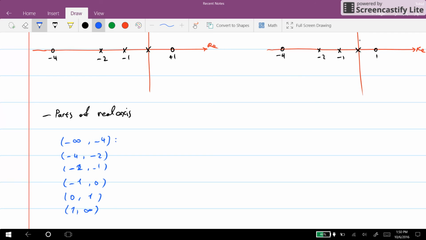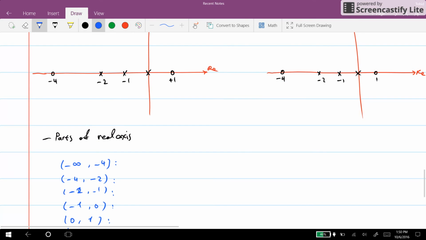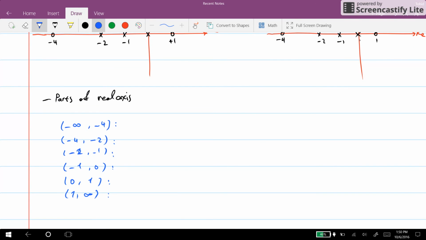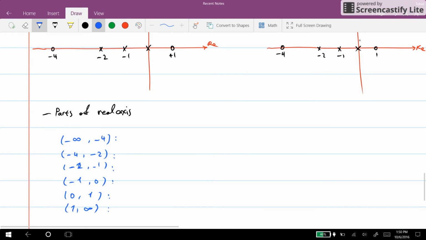We can count the number of poles and zeros on the right hand side of any test point in these areas. So starting from 1 to infinity, we have 0 poles and zeros on the right hand side. For this area, we have 1. For the area between -1 and 0, any point here, we have 2. We have 3 here, 4, and 5. The ones which are odd belong to the positive locus.